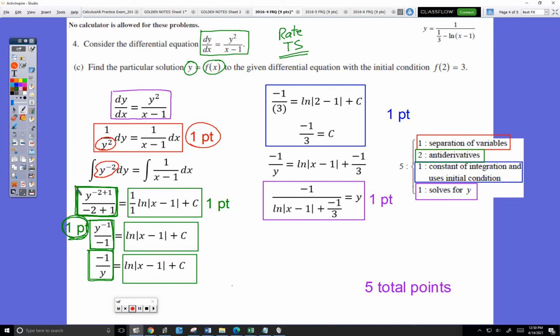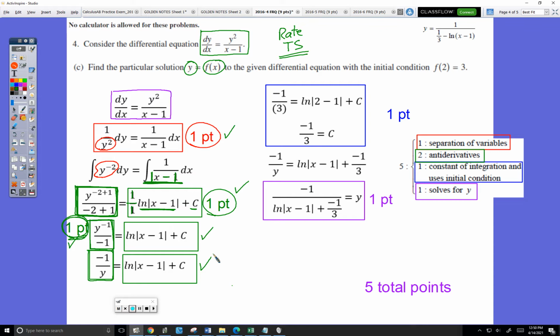This antiderivative will require the expanded ln rule. So this is ax minus b. So it's 1 over a for the antiderivative, natural log of ax plus b plus a constant. That's a second point there. So now we're at a total of 3 points. These 2 boxes didn't really do much.